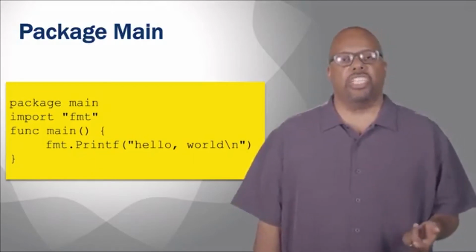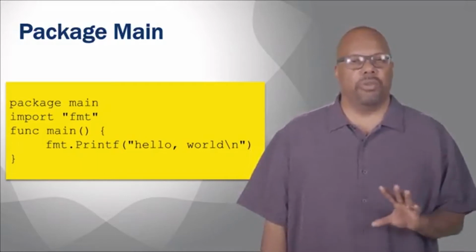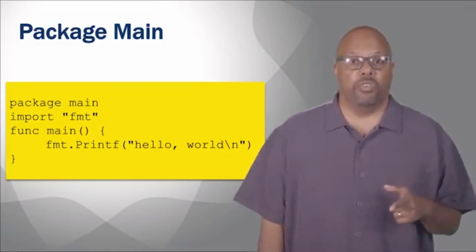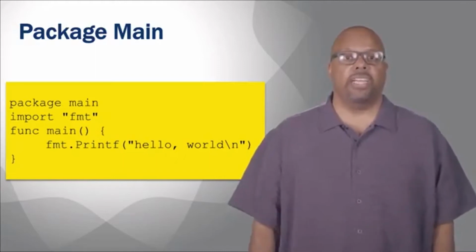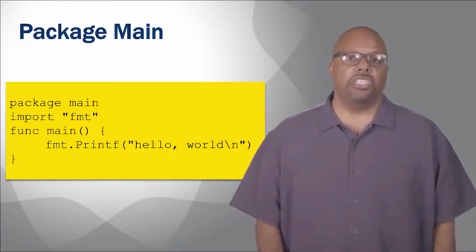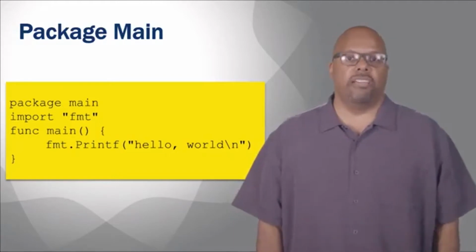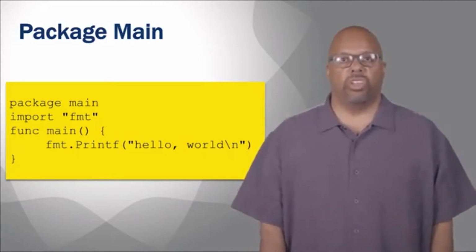And the fmt package has a lot of functions in it. We'll talk more about it later. But one of the functions that it has is this print statement. So Printf is included in the fmt package. So we have to import that package. And then we make our function main. And in there, it just says fmt.Printf hello world. So pretty straightforward.